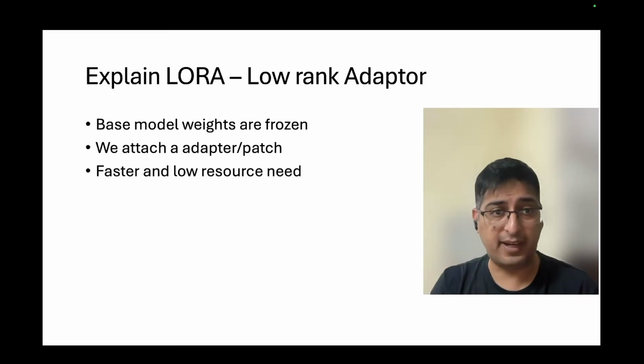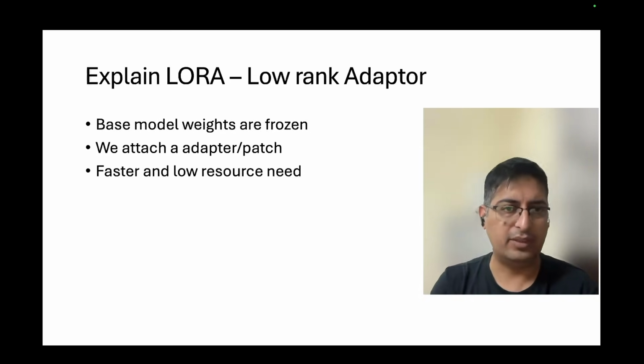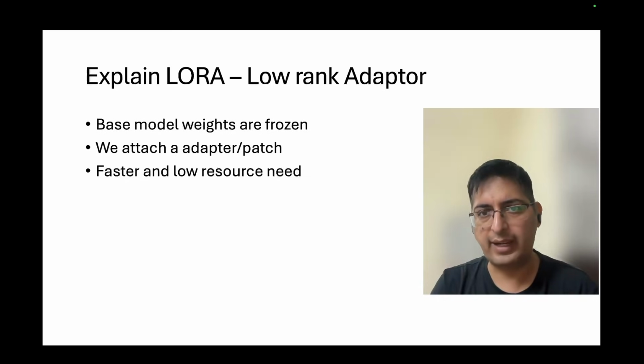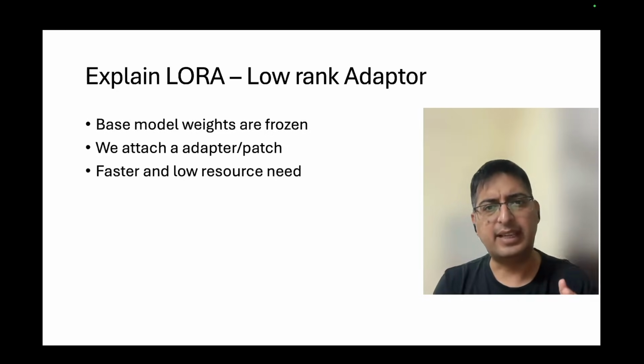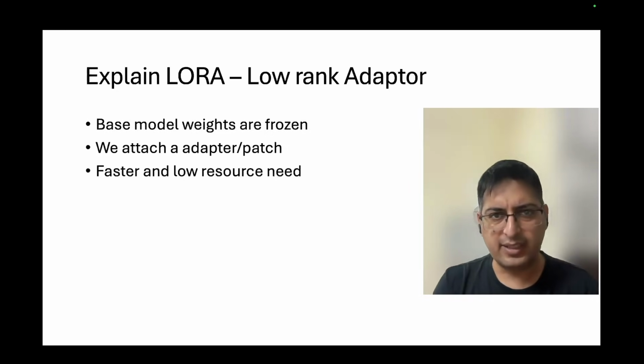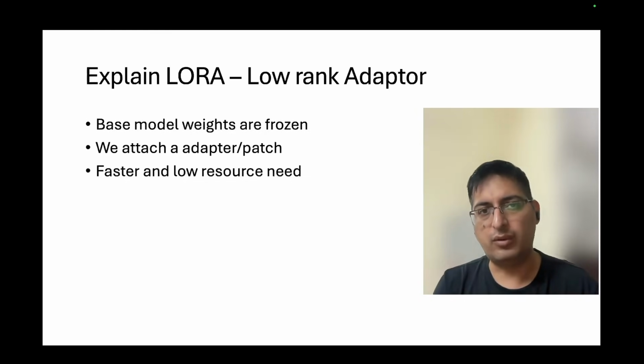Now this is very fast to tune, and it needs comparatively fewer resources than the previous process. But why is it called a low rank adapter? The smaller patch that we attach to our base model is called the adapter. If I have to explain rank in a simple way, it is the size of the model. Every model is just a matrix of numbers, and rank represents the size of that matrix.